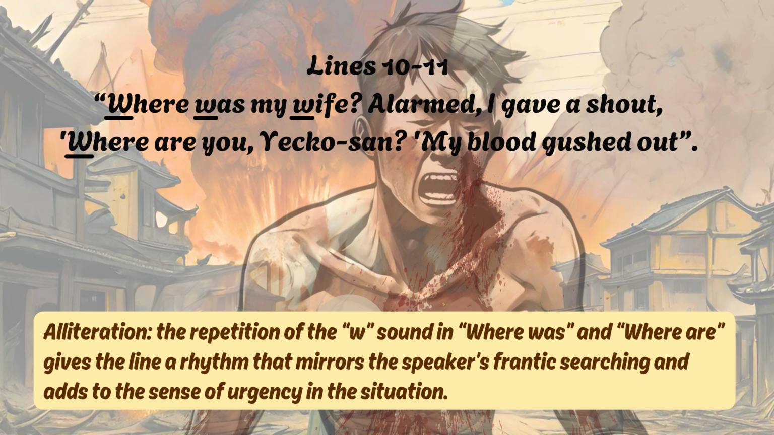Next, the repetition of the W sound in the questions "where was" and "where are" gives the line a sense of rhythm that mirrors the speaker's frantic searching and adds to the sense of urgency in the situation. That is why "where was" and "where are" are examples of alliteration.